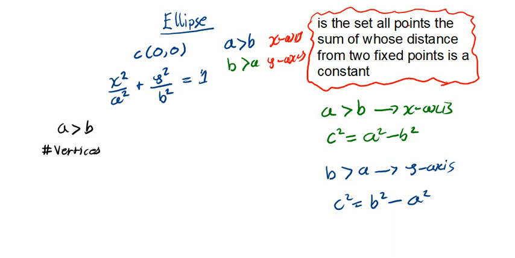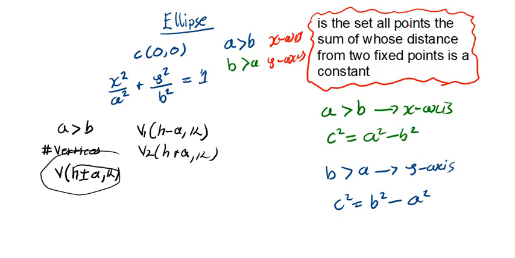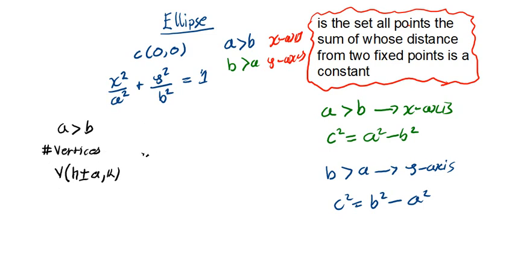So the vertices, I'm just going to indicate using V. Your vertices V are going to have the coordinates H plus or minus A comma K. What it means is that you're going to have a V1 at H minus A comma K, and you're going to have a V2 at H plus A comma K. This is what this one means here. I've just fused it into one.